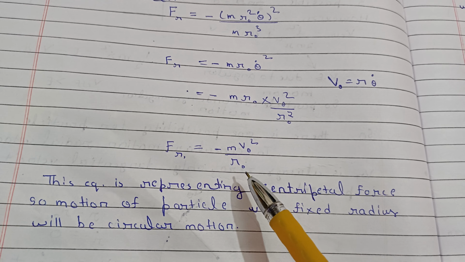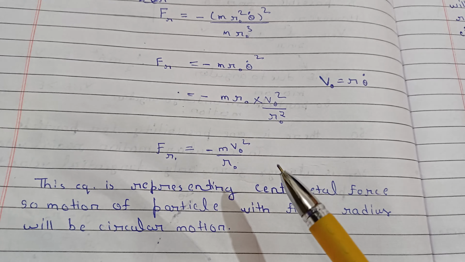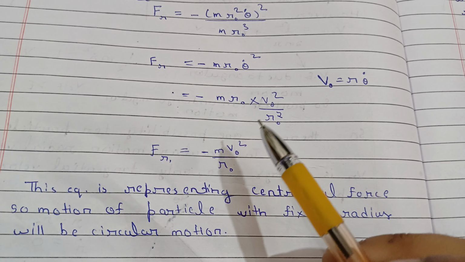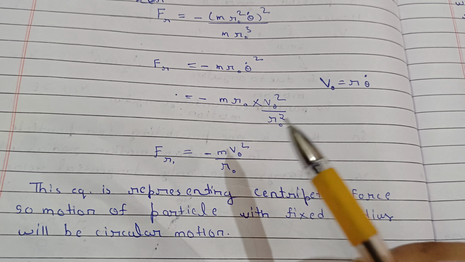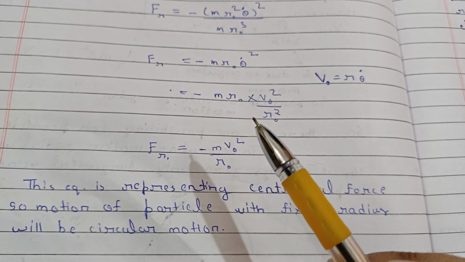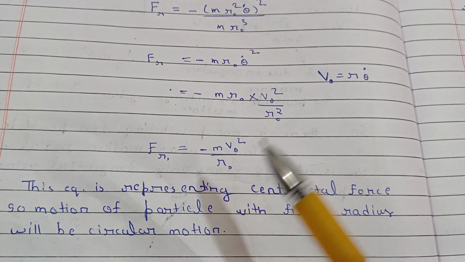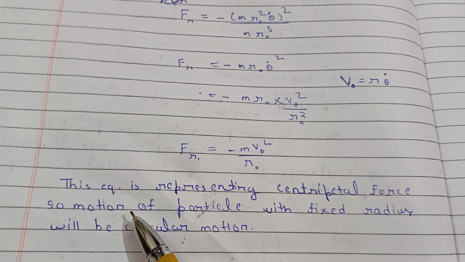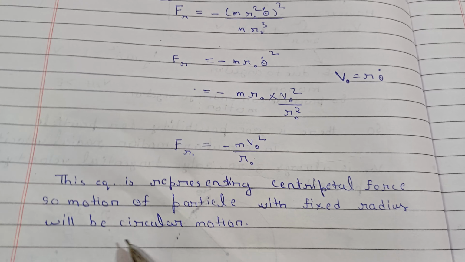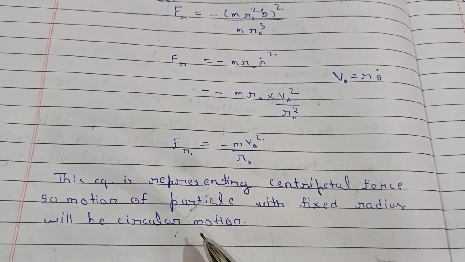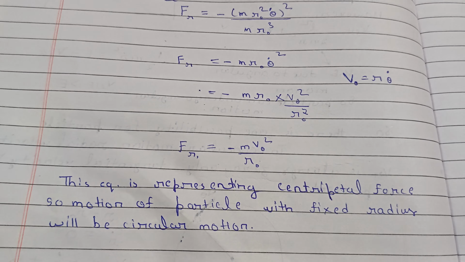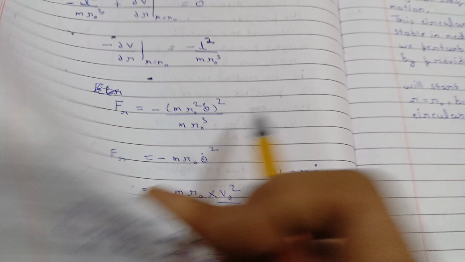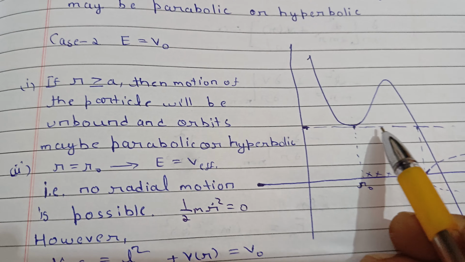If r is changing, then we will have a different path, because all the elliptical and bound motions have the centripetal force, that's why they are moving, but their radii keep on changing, major axis, minor axis and all. But if it is constant, from this equation we can see it is constant, so it will be circular definitely. This equation is representing centripetal force, so the motion of the particle with fixed radius will be circular motion. So that's how we proved that the motion will be circular at the point of this equilibrium.